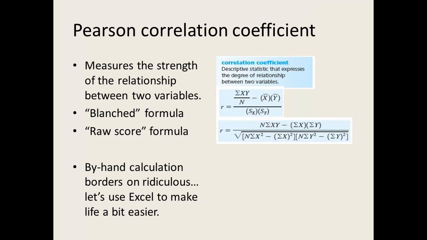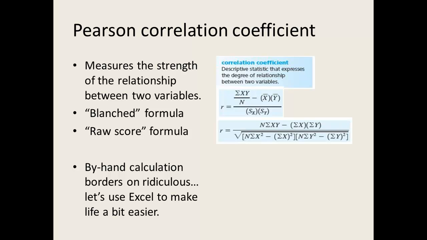The Pearson correlation coefficient measures the linear strength of the relationship between two variables. Here are a couple of the different ways to calculate the value for R. In the deviation score formula, you need to have the means and standard deviations for both of the two variables that you have. The raw score formula, you just need to be able to find the sums of the x and y values, the x squared, y squared values, and of the product xy.